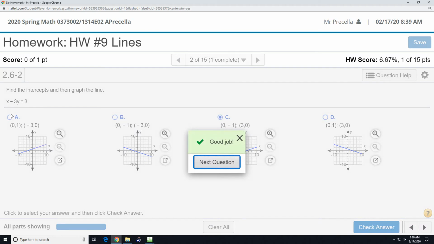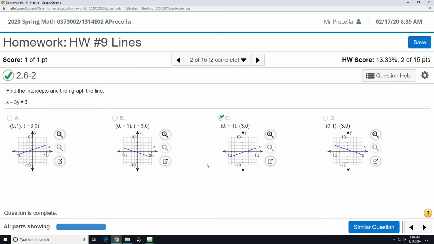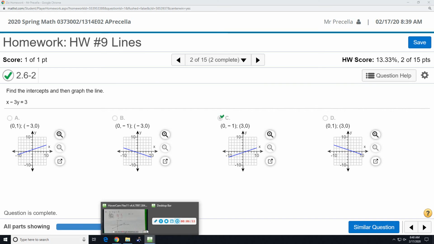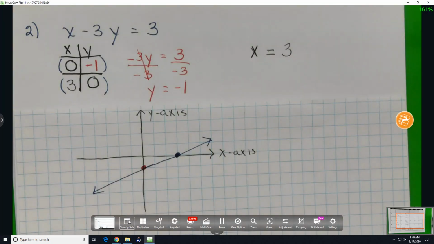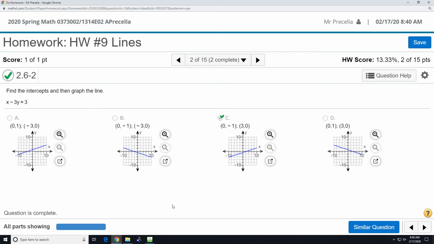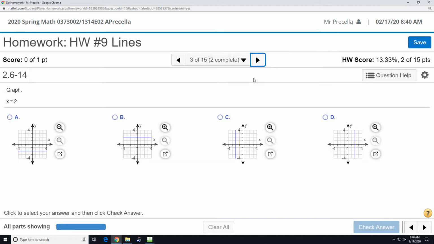So if you have a slanted line, to find the intercepts and to graph it, you plug in those zeros. Plug a 0 in for x, solve for y. Plug a 0 in for y, solve for x. That's what we were doing on problems 1 and 2 in the last homework assignment. Now let's see, what about the next problem? Okay.